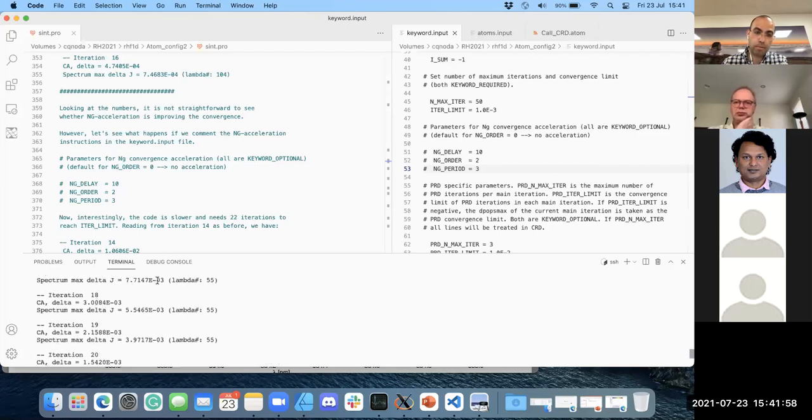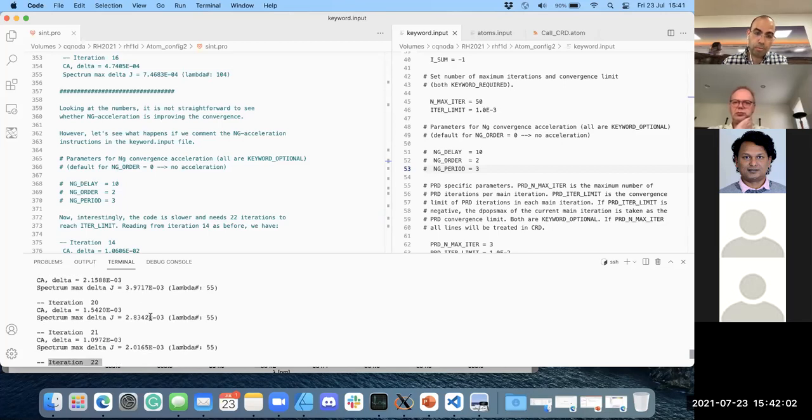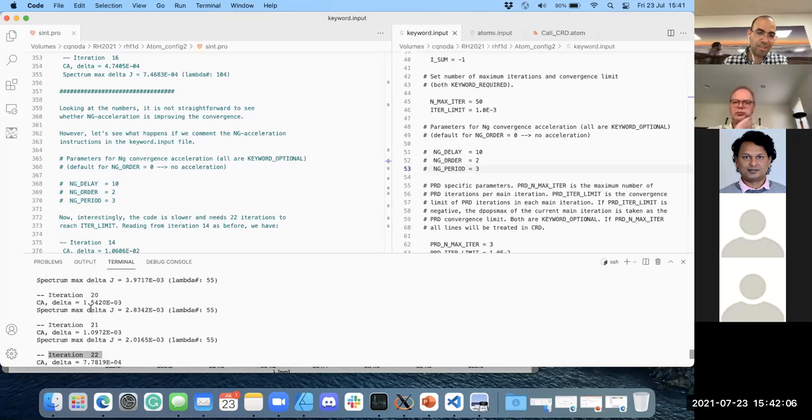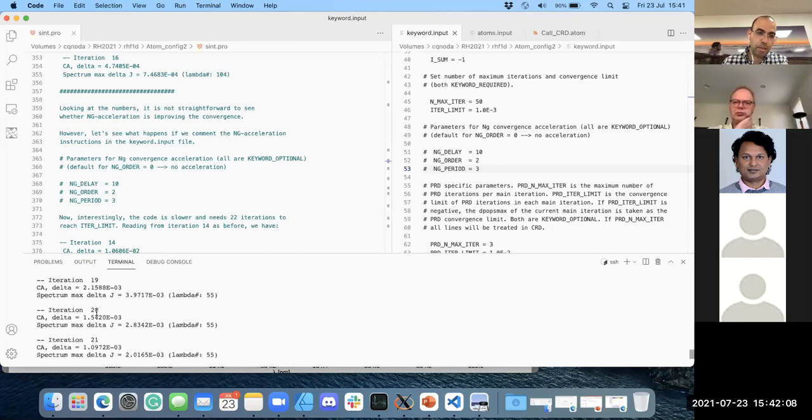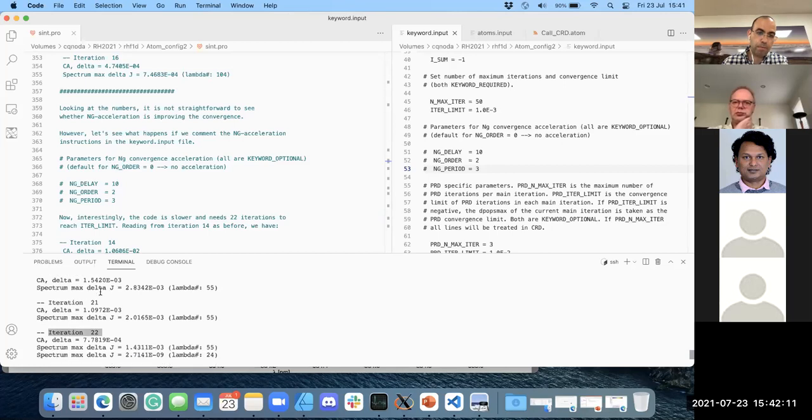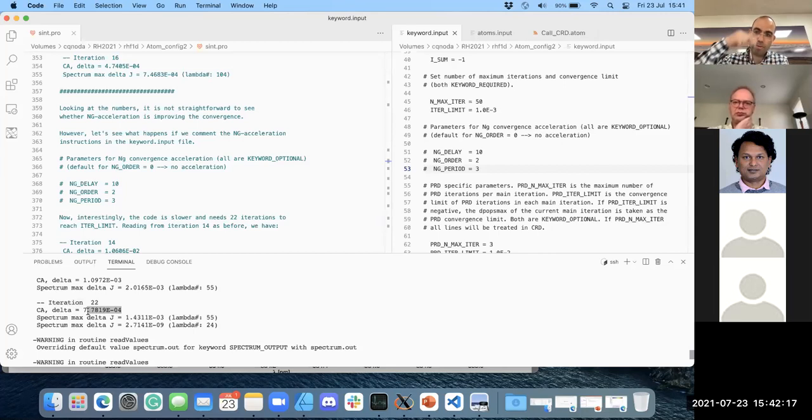You can see it's 7 to the minus 3, 5, 4, 2.8, 2, sorry, I was reading the wrong values. So 2.5, 2.1, 1.5, 1, and then it goes to the minus 4. So even if it's not clear how it was doing the jumps before, now you can see that it requires more iterations if you don't add the NG acceleration. So adding it helps.